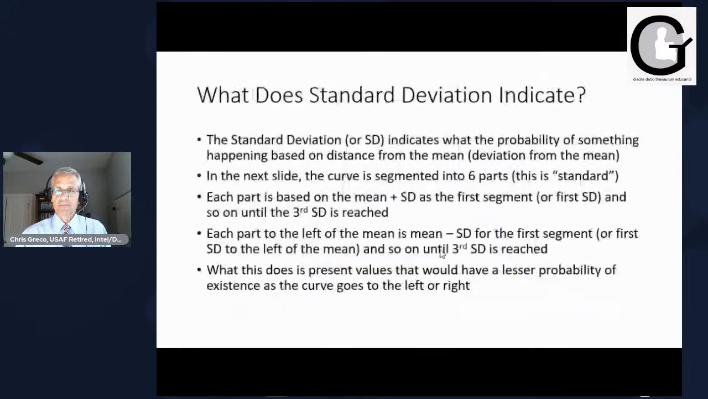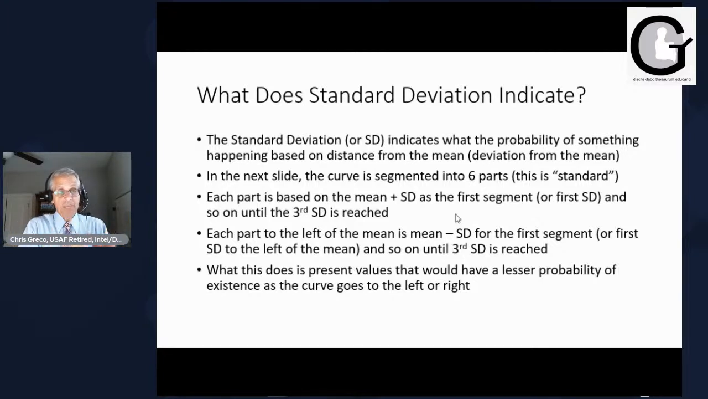That's the normal curve. So what does standard deviation have to do with a normal curve, and what does it indicate? The standard deviation, or SD, as you'll see it in these studies, indicates the probability of something happening based on the distance from the mean, the deviation from the mean. In the next slide, the curve is segmented into basically 6 parts, 6 areas. This is standard, and that's basically what you have there.